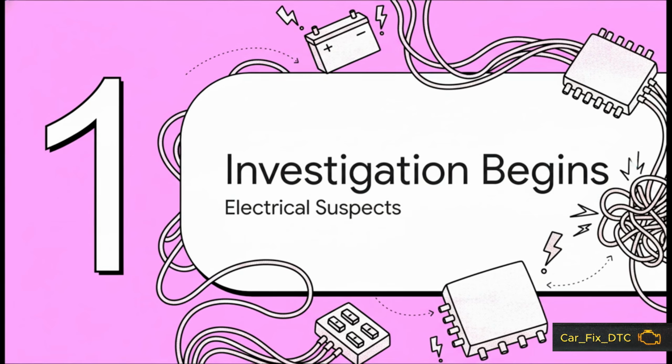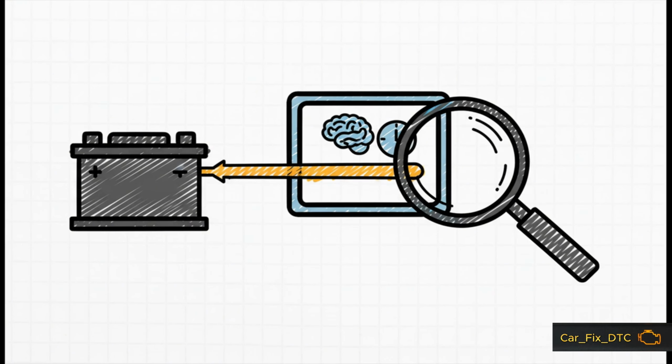Okay, our investigation kicks off with the usual suspects, the electrical system. Nine times out of 10, this is where you're going to want to look first because these issues are often the root of the whole problem. So, the number one suspect in our electrical lineup is something called the KAPWR circuit. This little circuit's job is to provide constant power to your vehicle's computer, which is absolutely essential for that engine-off memory we were just talking about.